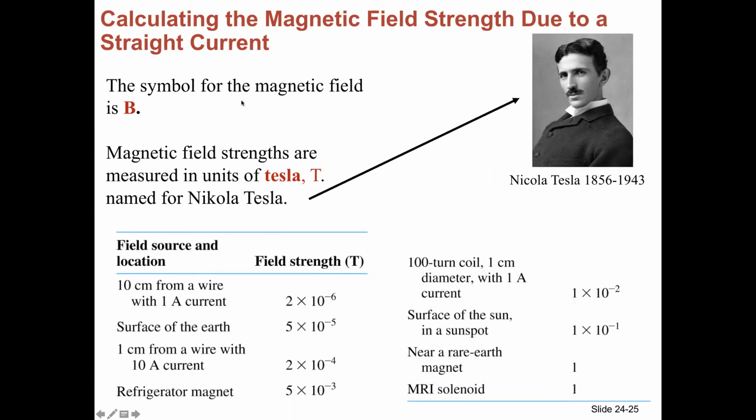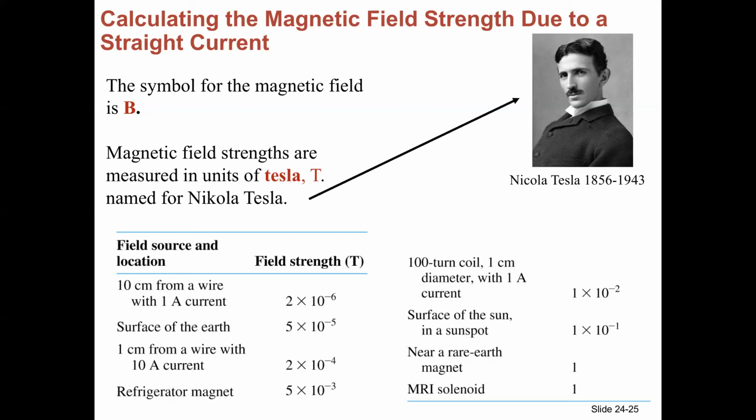So first thing, let's go over some units, and then I'm really going to have 4 formulas that we're going to use today in class. The symbol we're going to use for the magnetic field is B, because M is already used for mass. So we're going to use B for the magnetic field.